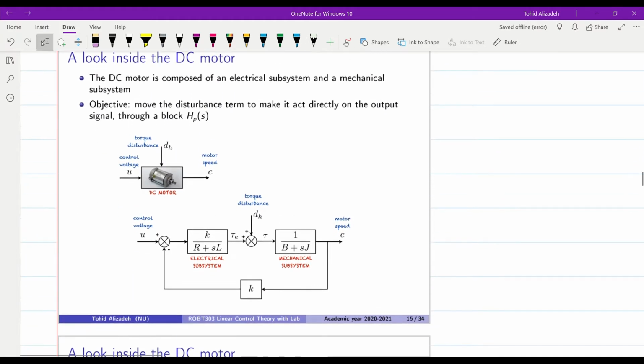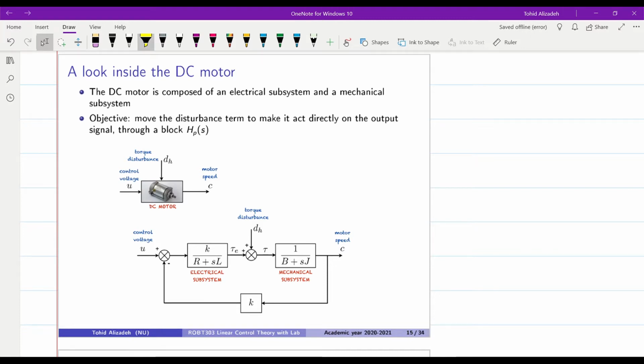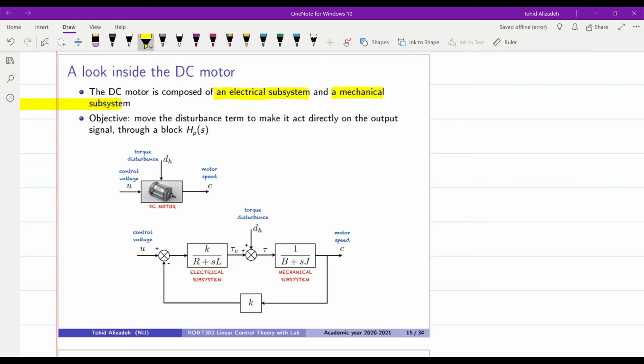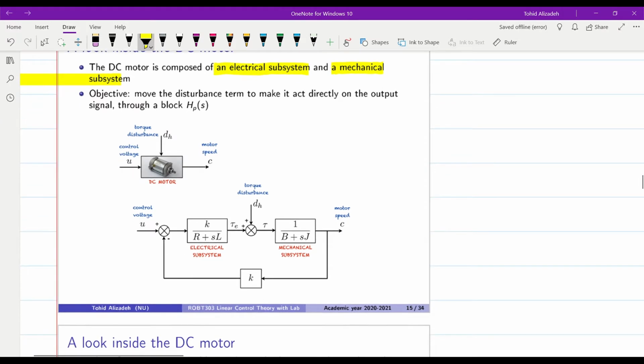However, if we look at the internal structure of the DC motor, it is composed of two main parts or subsystems: an electrical subsystem and a mechanical subsystem. And you can see the internal block diagram system that we have for the DC motor over here. So basically this is what we have as the control voltage, and here we have the motor speed as the output. There's also an internal feedback loop for the DC motor. Okay, so this is what we have inside the DC motor.